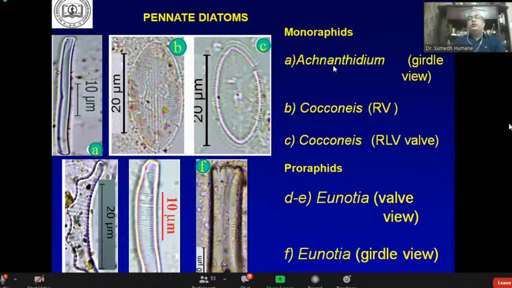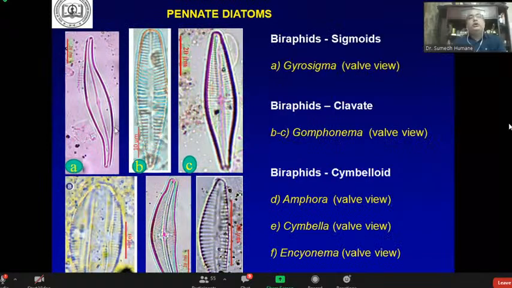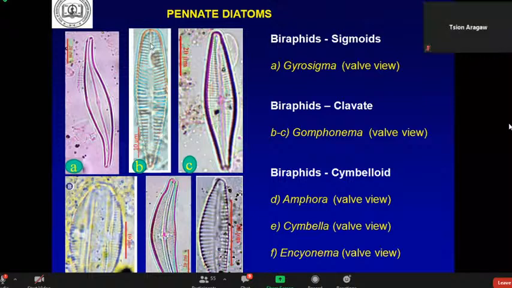Now the third type in the pennate is the biraphid naviculate. You have the raphe in both the valves. Examples are Diploneis, Stauroneis, Navicula. I'll quickly go through this. Biraphid sigmoid, a sigma-shaped structure, very clearly. You have the biraphid clavate. So clavate is the tapering form. From one end it is tapered. You can very clearly identify.